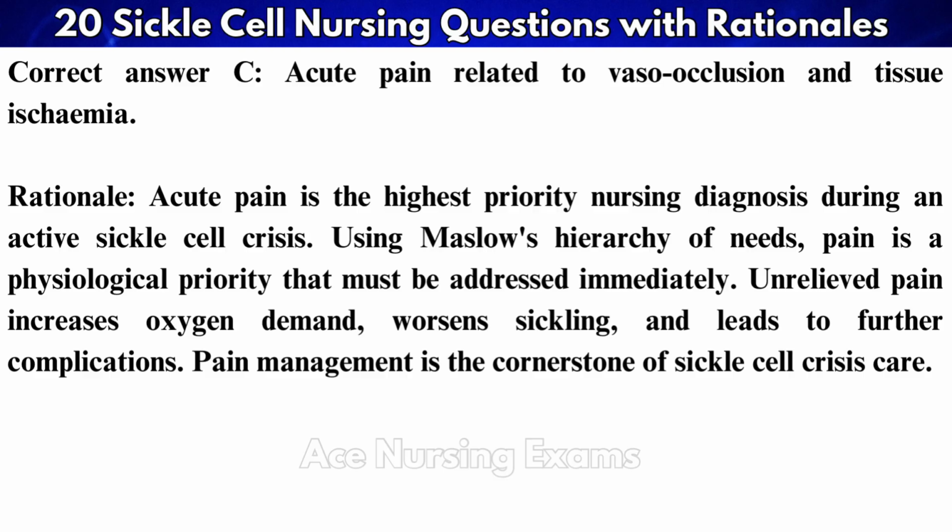Acute pain is the highest priority nursing diagnosis during an active sickle cell crisis. Using Maslow's hierarchy of needs, pain is a physiological priority that must be addressed immediately. Unrelieved pain increases oxygen demand, worsens sickling, and leads to further complications. Pain management is the cornerstone of sickle cell crisis care.